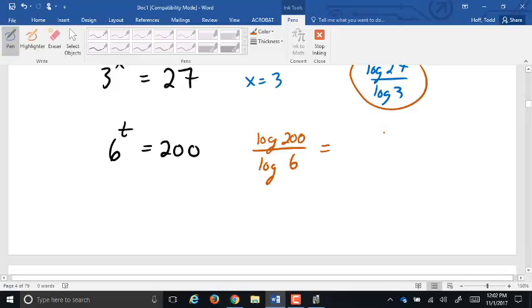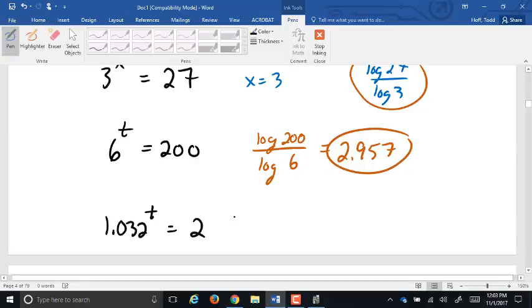Perfect. Log of 200 divided by log of 6, which gives you? Perfect, 2.957 to 3 decimal places. Any questions on that one? Okay, and our last one, 1.032 to the power of t equals 2.